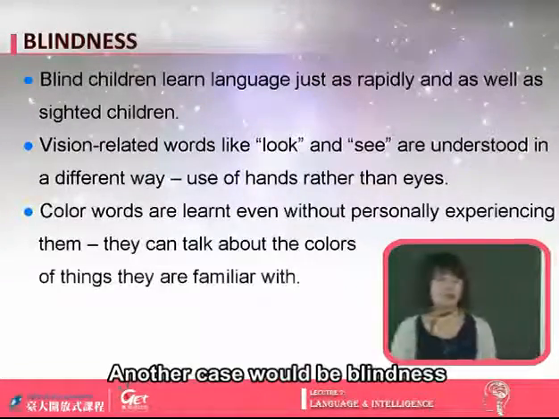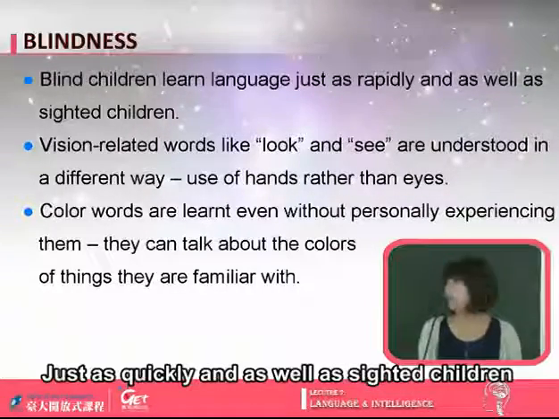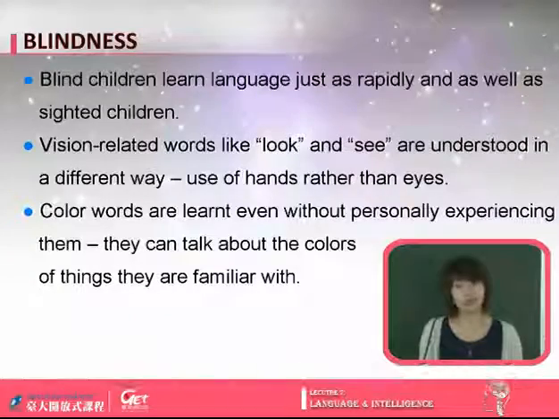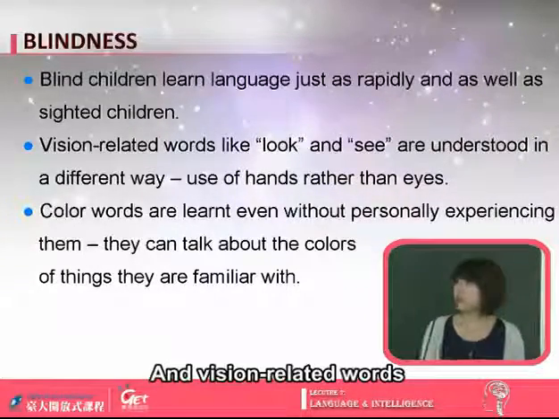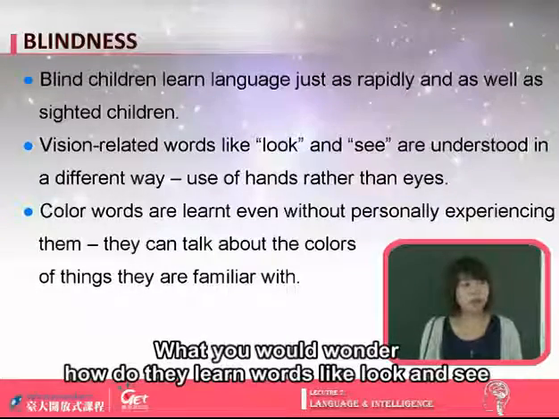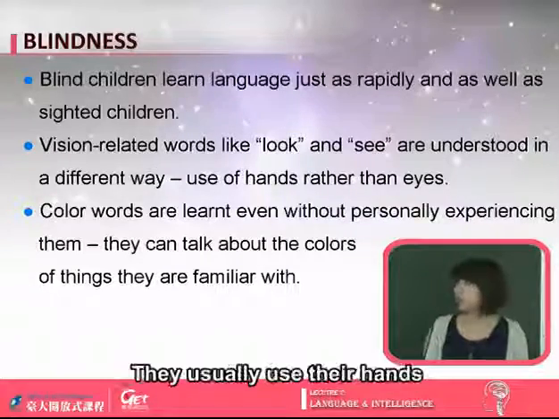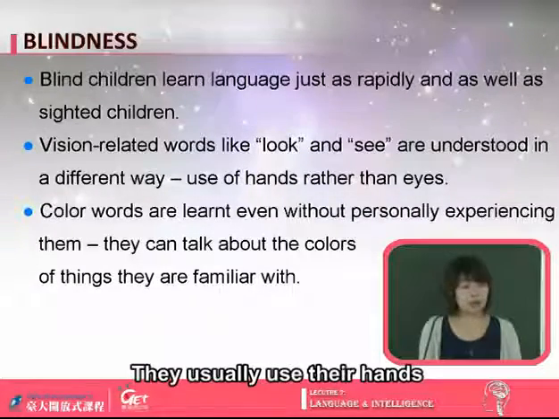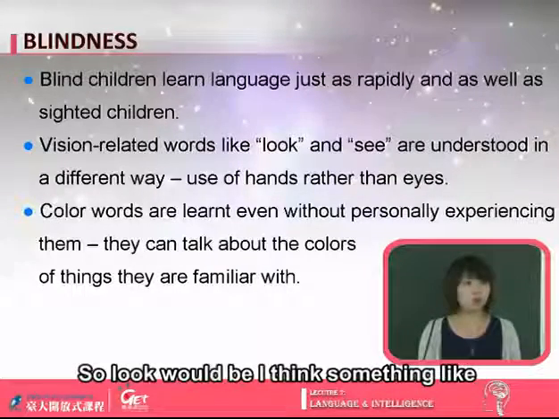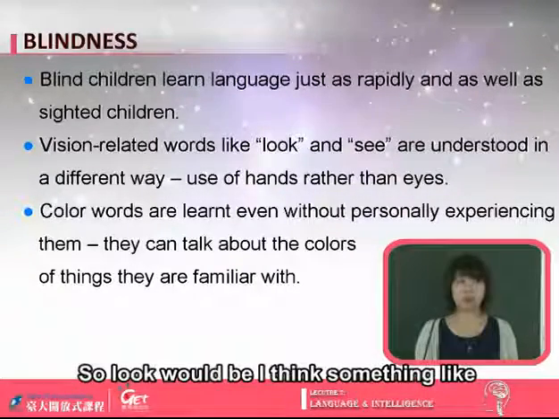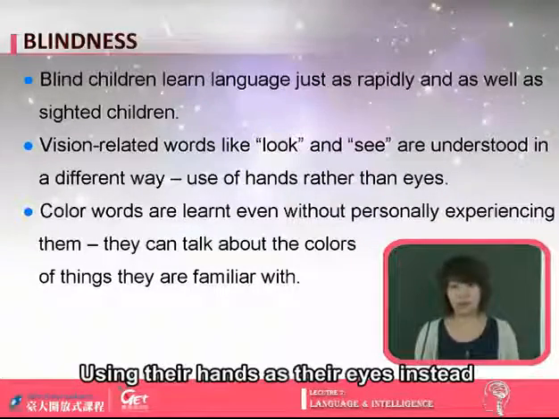Another case would be blindness. Now, blind children learn language just as quickly and as well as sighted children. They just learn language differently. And vision-related words, well, you would wonder, how do they learn words like look and see when they cannot look and see? They usually use their hands rather than their eyes. So look would be something like using their hands as their eyes instead.